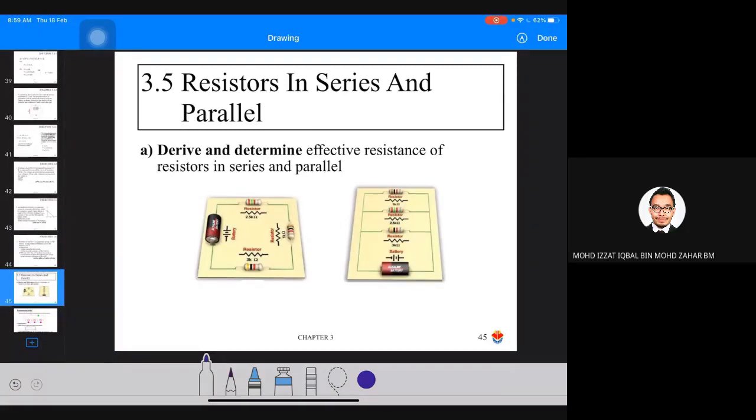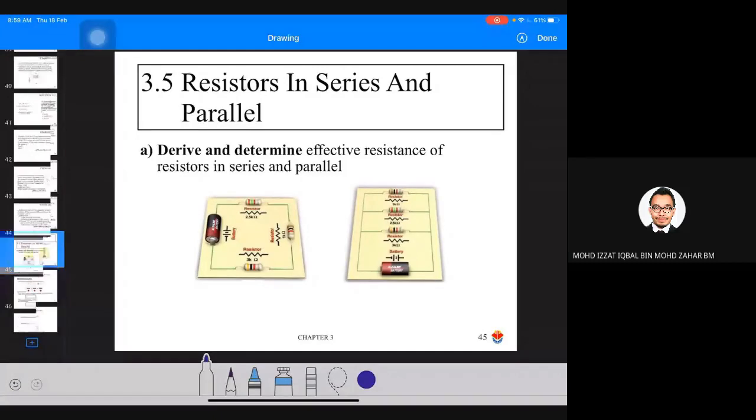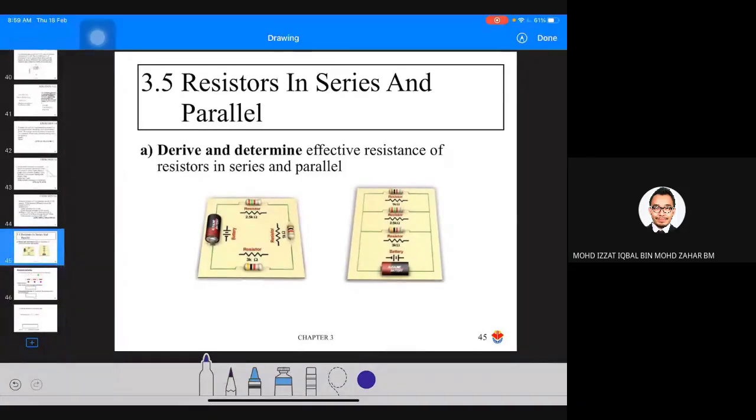So Kirchhoff rules dengan example for resistors in series and parallel, saya akan buat video for that one because saya nak kamu tengok banyak kali. But for the derivation part, I will do it today. Simple derivation. Okay, resistor in series.